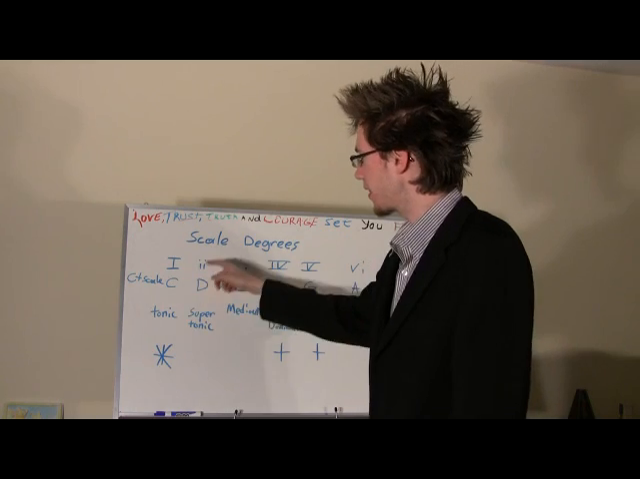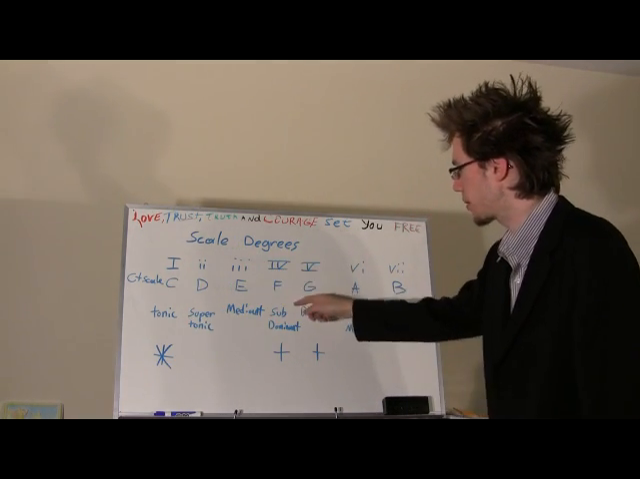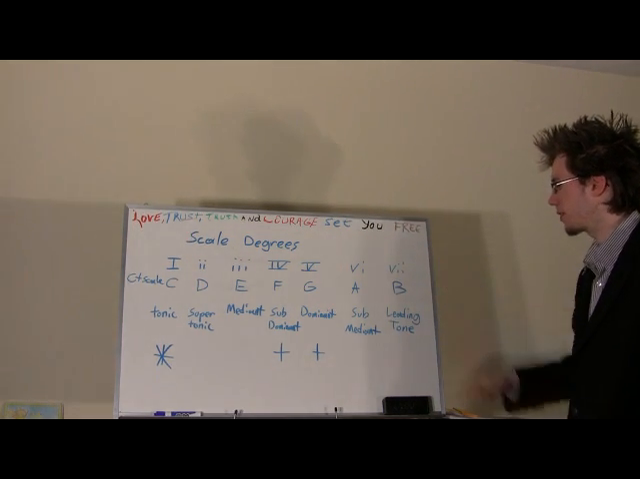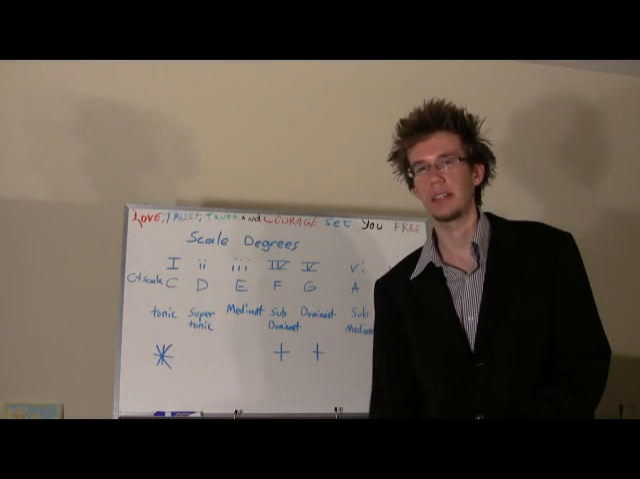So 1 is tonic, 2 is supertonic, 3 is mediant, 4 is subdominant, 5 is dominant, 6 is submediant, and 7 is leading tone. Okay, so that concludes this section. I'll show you the next section.